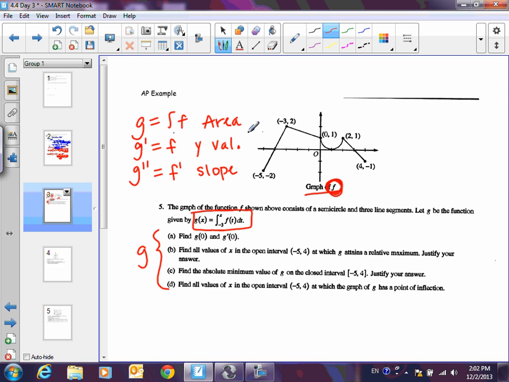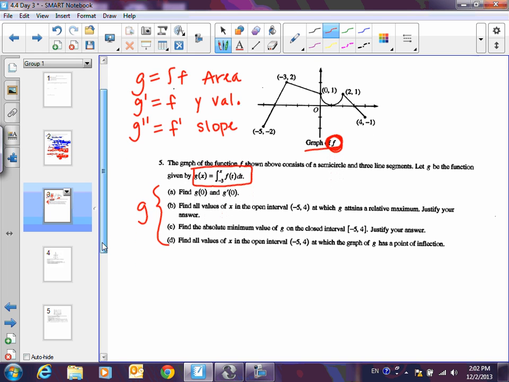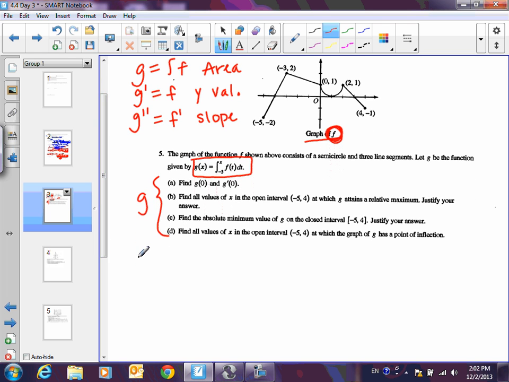This is going to be very valuable when you get into this problem. We're going to use all this information. So let's go ahead and do part A. Part A first says find G of 0. The only thing I know about G is this formula and how it relates to the graph. So if G of x equals this, then I'm going to plug in 0 for x.